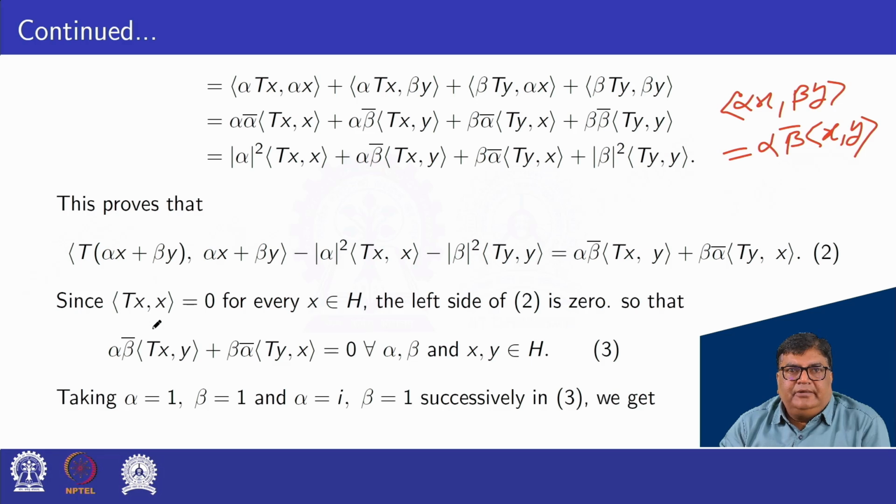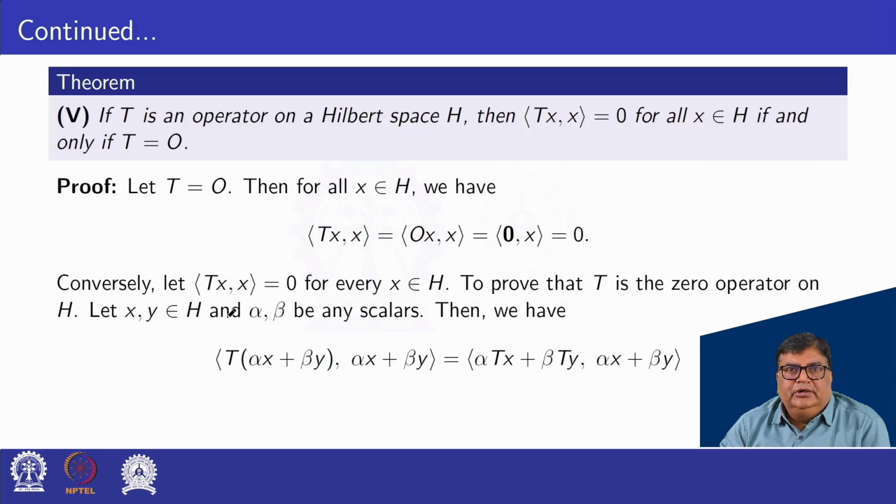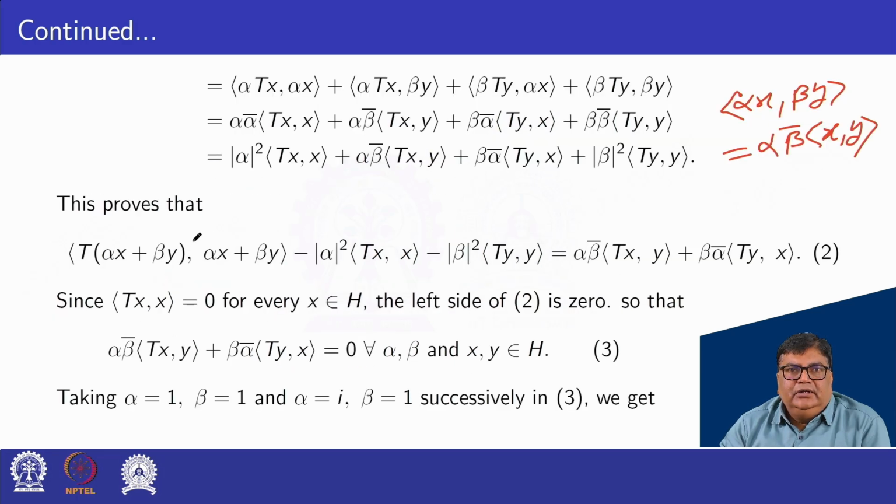Since the inner product of Tx, x is equal to 0, it is given. So the left hand side, each term is an inner product of Tx, x, so the left hand side is 0. So from 2 we have alpha beta bar into inner product of Tx and y plus beta alpha bar into inner product of Ty, x is equal to 0 for all alpha, beta and x, y belonging to H.